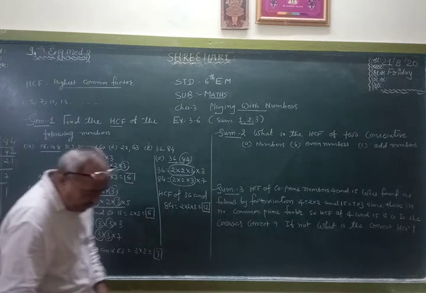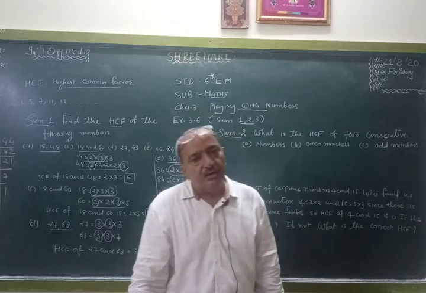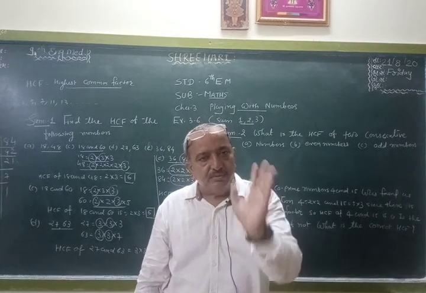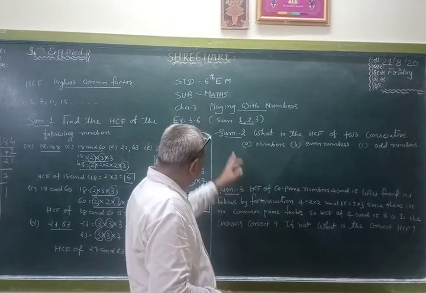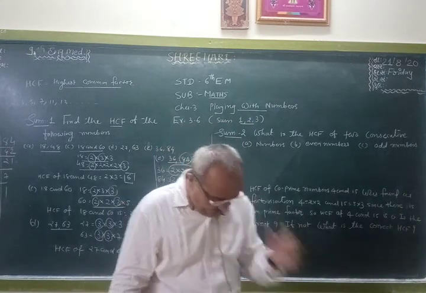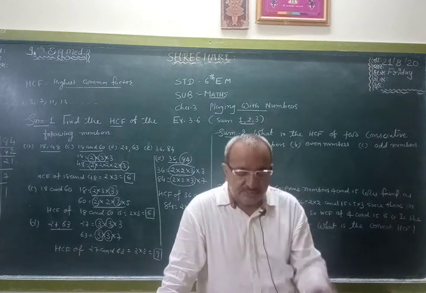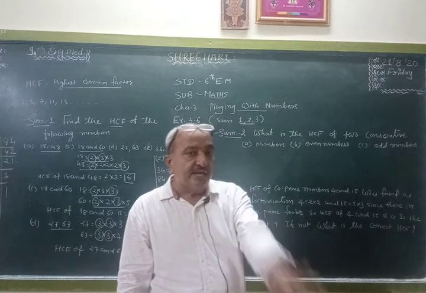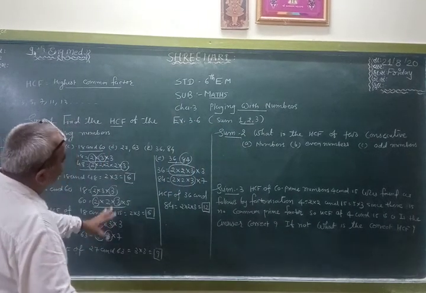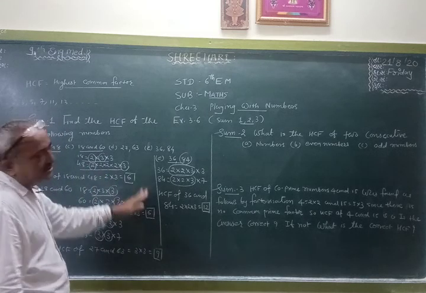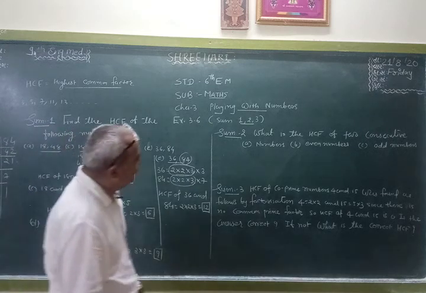So first, if we are given 2 or 3 numbers, first do the prime factorization of all the numbers, then find the same factors in them. Now, sum number 2: you have been given a total of 10 sums, but I will do only 4 sums, and based on these sums, you have to do the other sums at home.